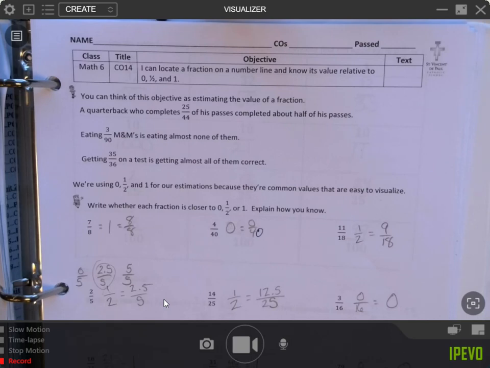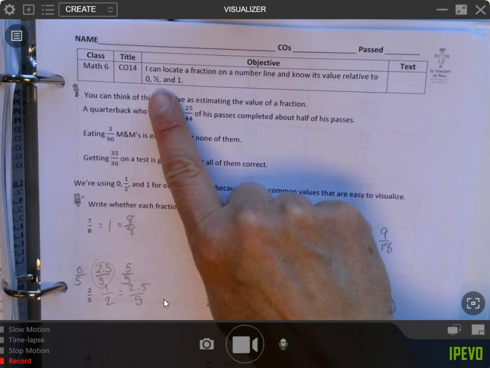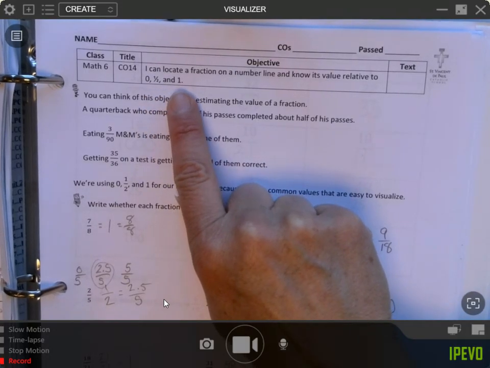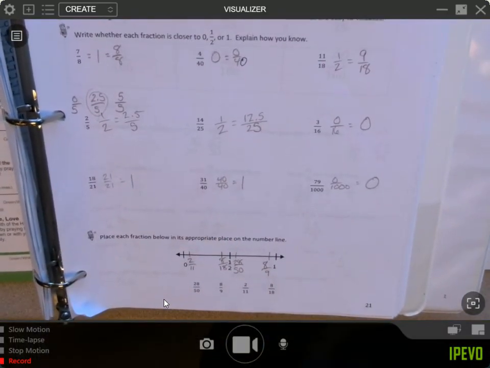Good morning. Today we are answering CO14, locating the fractions on the number line. Remember, we're looking at, is our fraction closer to 0, closer to a half, or closer to 1? So let's look at our first page.